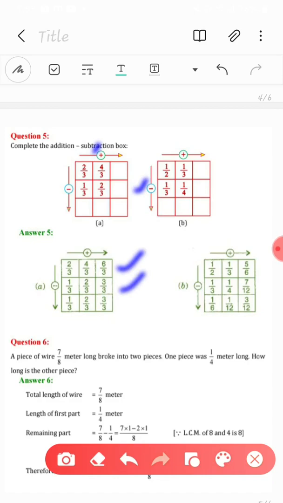Now we have to subtract. 2 by 3 minus 1 by 3, we are getting 1 by 3. 4 by 3 and 2 by 3 we are subtracting, we are getting 2 by 3. And here we got 6 by 3 and 3 by 3, we are subtracting, we are getting 3 by 3.